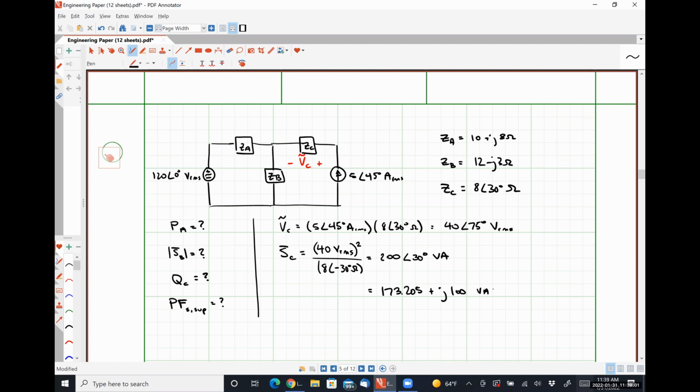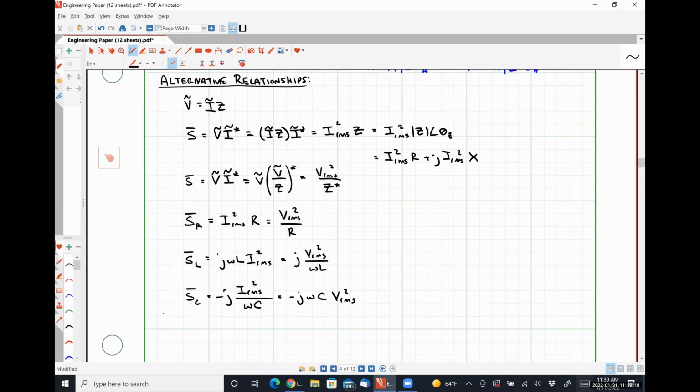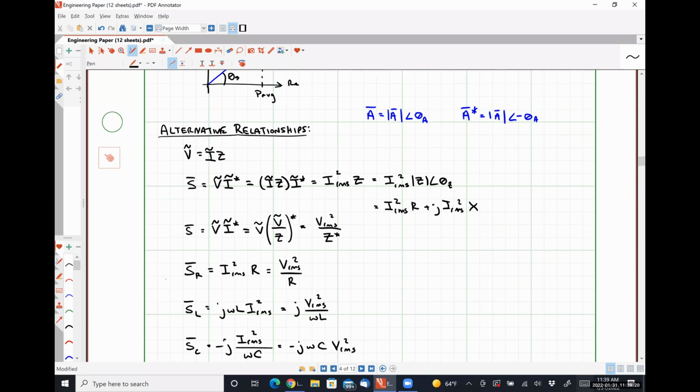Yeah, I forgot what the asterisk is. So the asterisk is the complex conjugate operation, right? So let me scroll up here real quick. I'm using this relationship right here to determine the complex power absorbed by element C, right? Which is the RMS voltage quantity squared, so the magnitude of the phasor voltage squared, divided by the conjugate of the impedance.